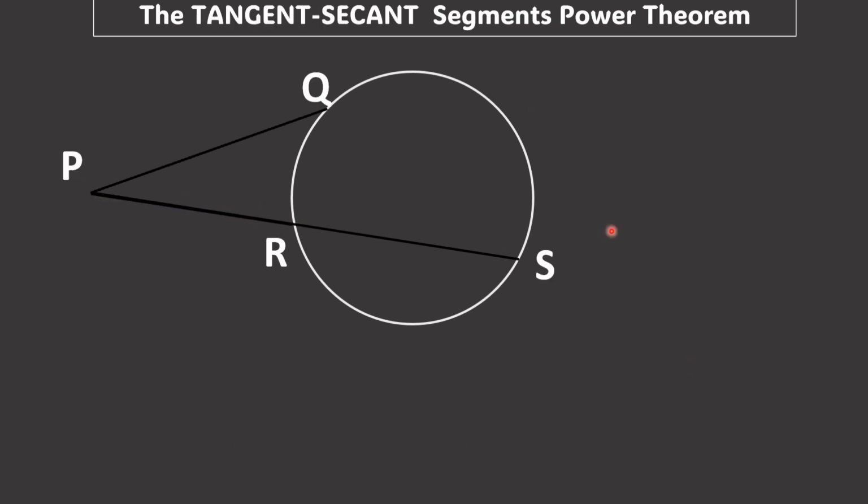Next one, the tangent secant segments power theorem. In this illustration, the tangent is segment PQ and the secant segment is segment PS. This power theorem states that if a tangent and a secant segment intersect in the exterior of the circle, then the square of the tangent segment is equal to the product of the length of the secant segment and its external part.